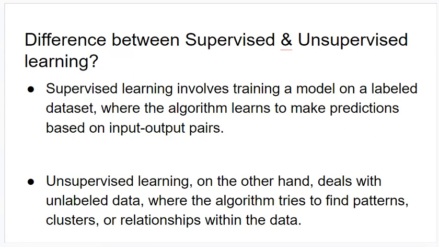The next question is, what is the difference between supervised and unsupervised learning? Supervised learning involves training a model on a labeled data set, where the algorithm learns to make predictions based on pairs of input and output. Unsupervised learning deals with unlabeled data, where the algorithm tries to find patterns, clusters, or relationships in data that otherwise makes no sense. While supervised data is already labeled in pairs, the algorithm makes predictions based on that and creates a training model.